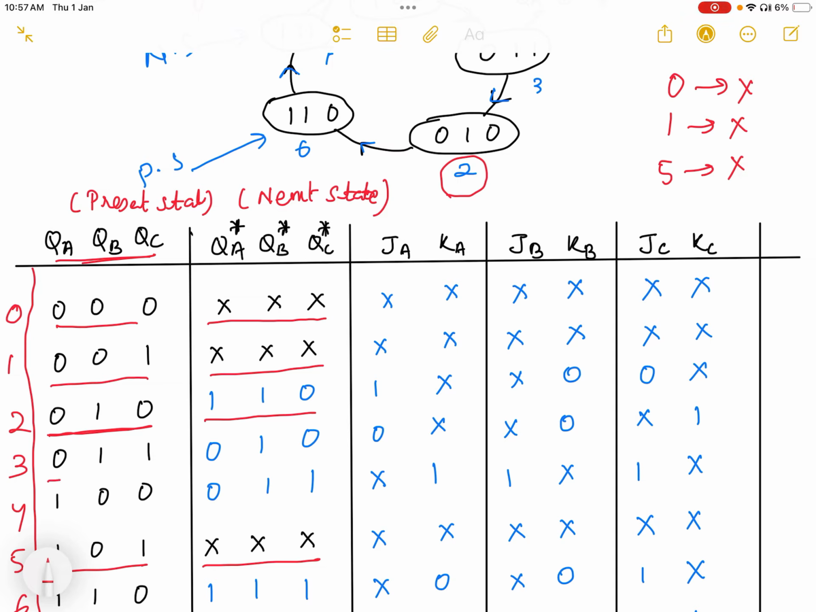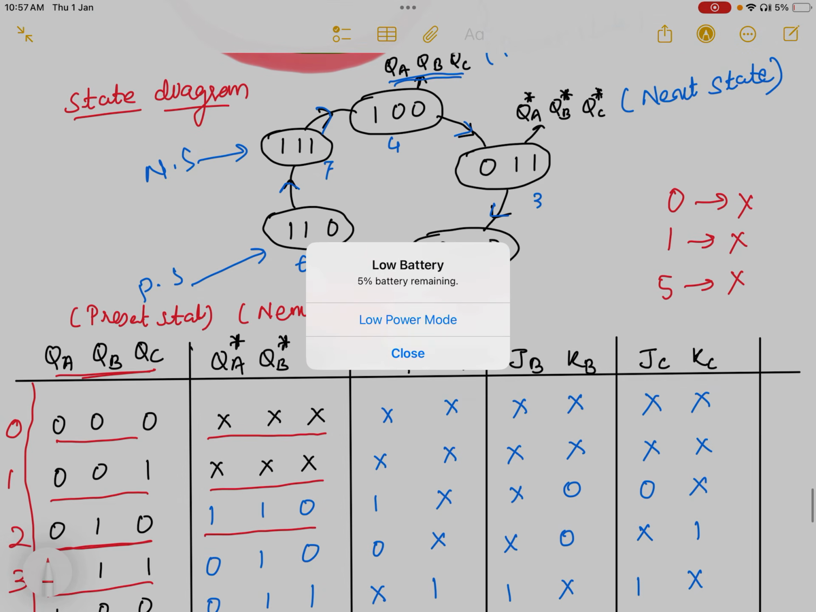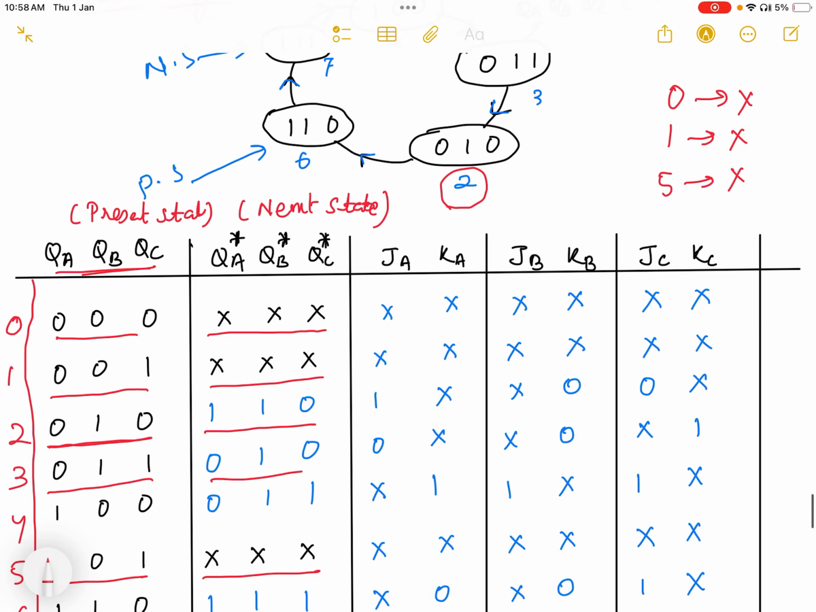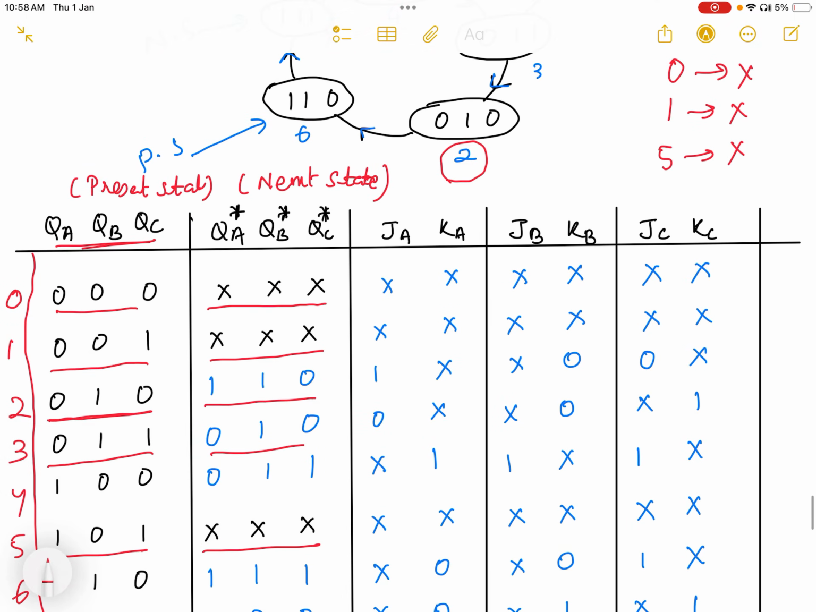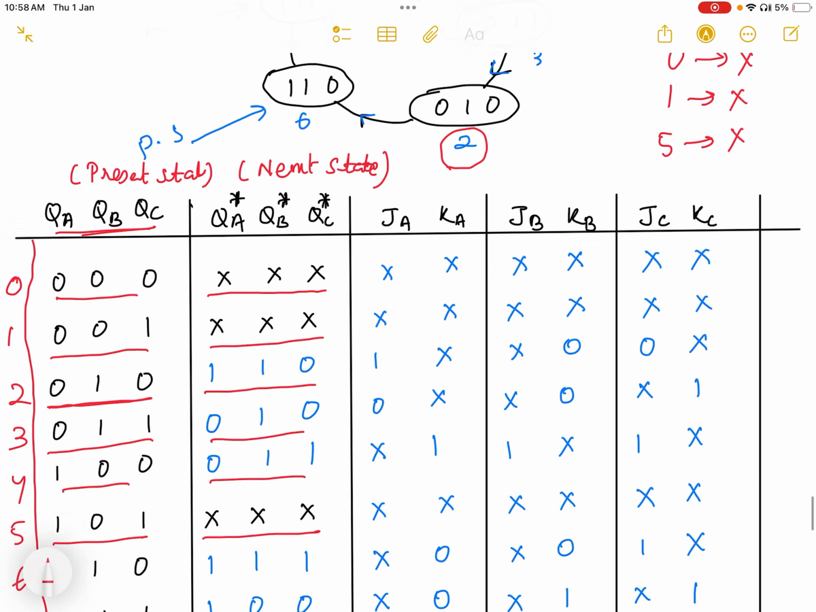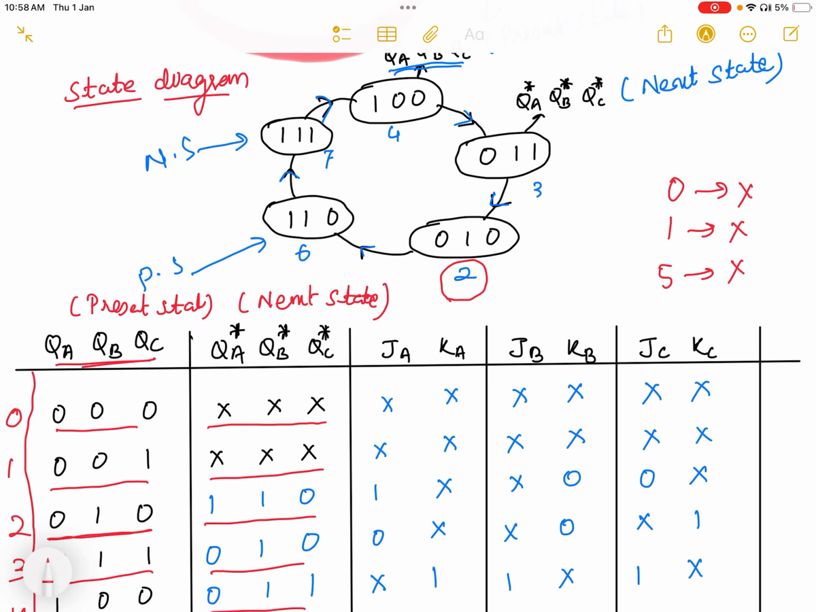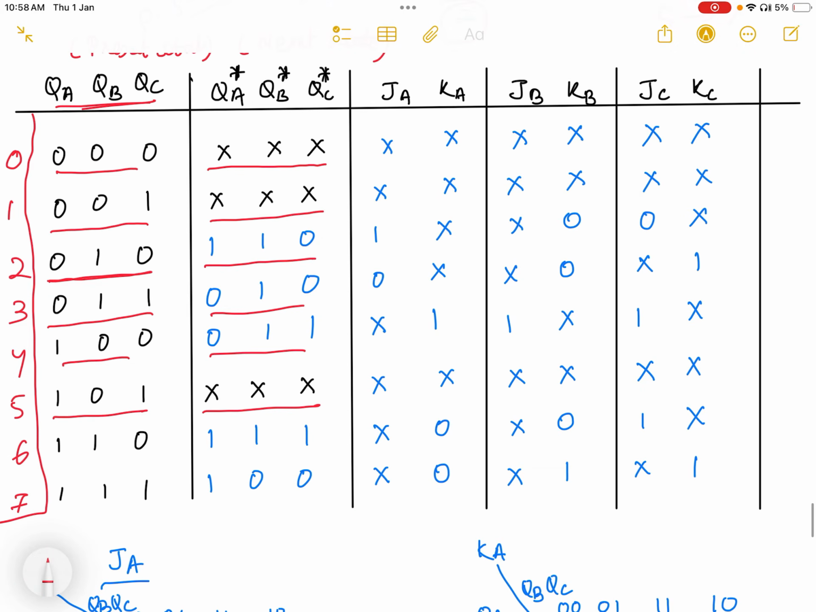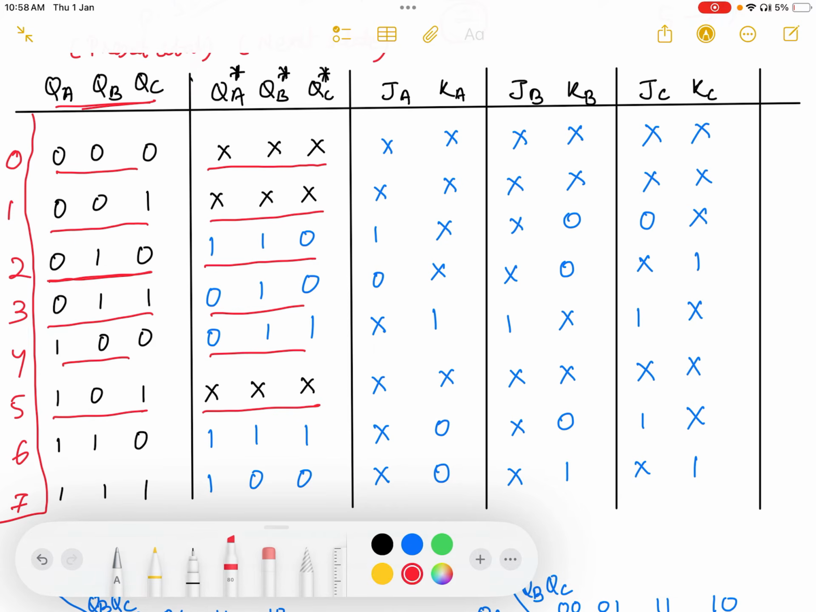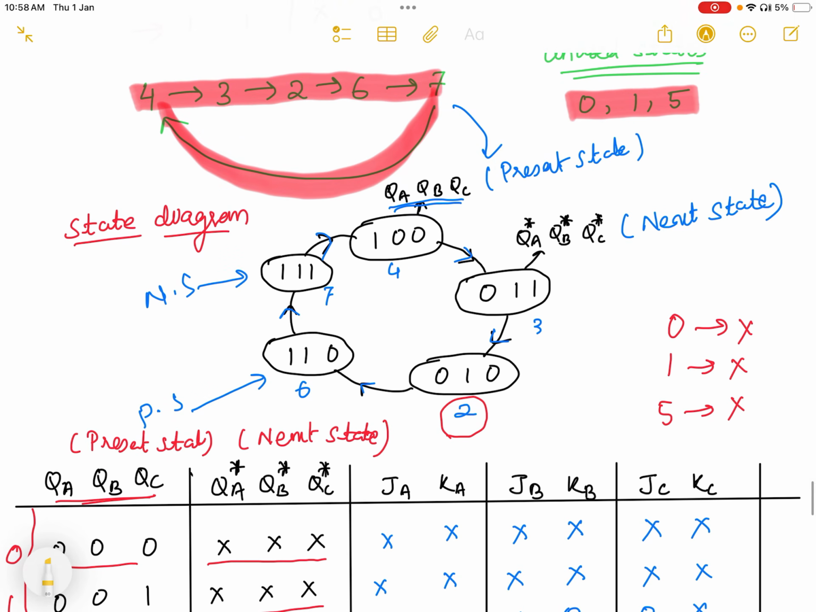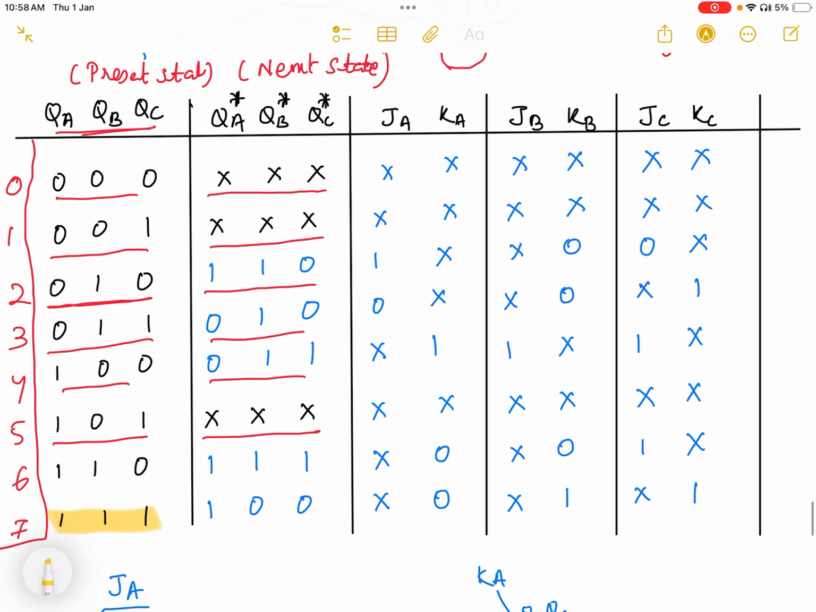If the present state is 3, the next state is 2. Similarly, for 4, the next state is 3. For 6, the next state is 7. For 7, if the present state is 7, you can see from the diagram that the next state is 4. So I wrote here 4.